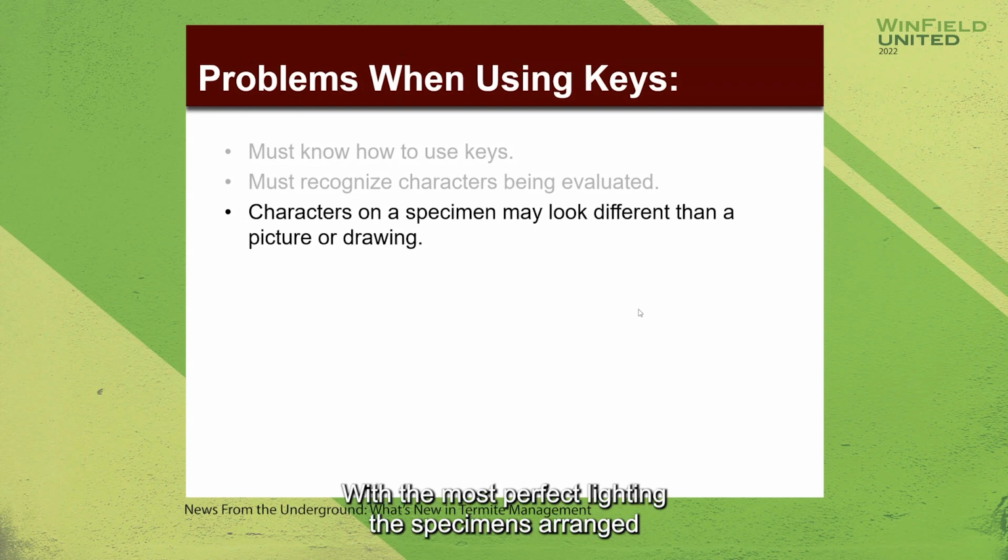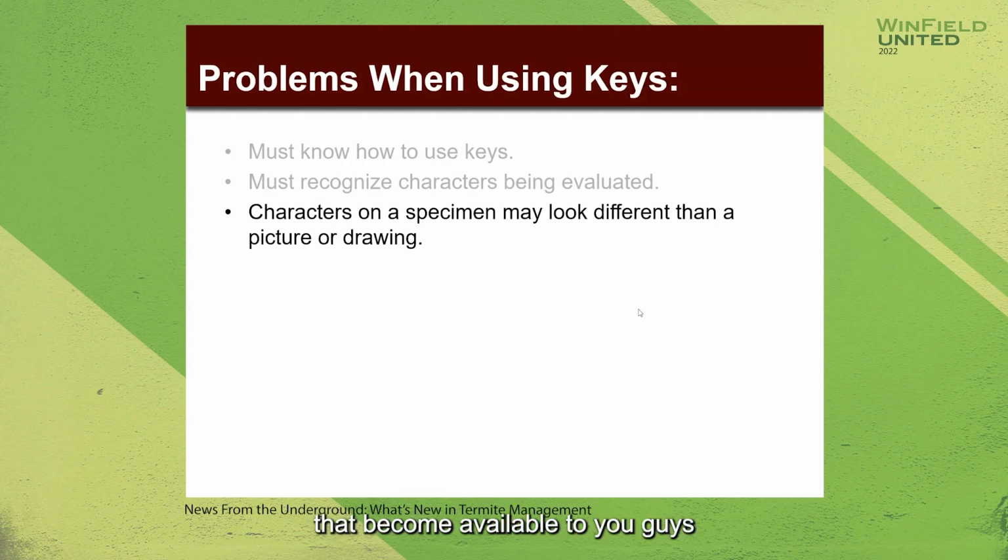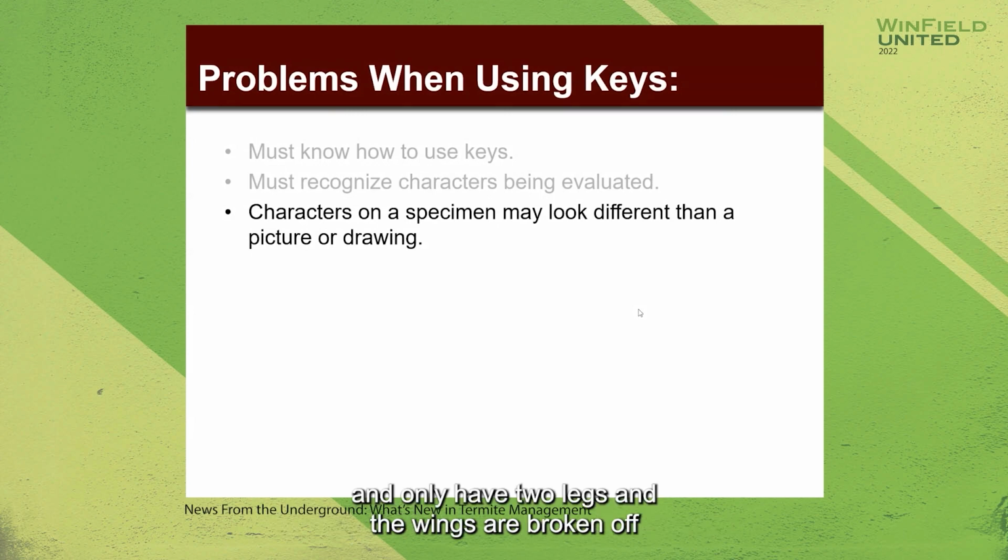With the most perfect lighting, the specimens are arranged in the perfect way so that you can see all the characters. But the problem with that is that the specimens that become available to you have been sitting on Mrs. Jones' windowsill for 3 months, and they're bleached out and only have 2 legs and the wings are broken off and they've been eaten partially by other insects. I mean, they never look like the specimens in the photographs is the point. So that can be really challenging.